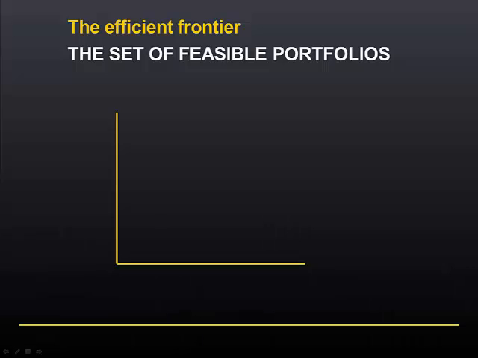We begin with something called the set of feasible portfolios. Since every investment or portfolio of investments has a certain level of risk and a certain level of expected return, they can be plotted on a set of risk-return axes, such as these. Once again, we have risk as measured by standard deviation on the x-axis and expected return on the y-axis.